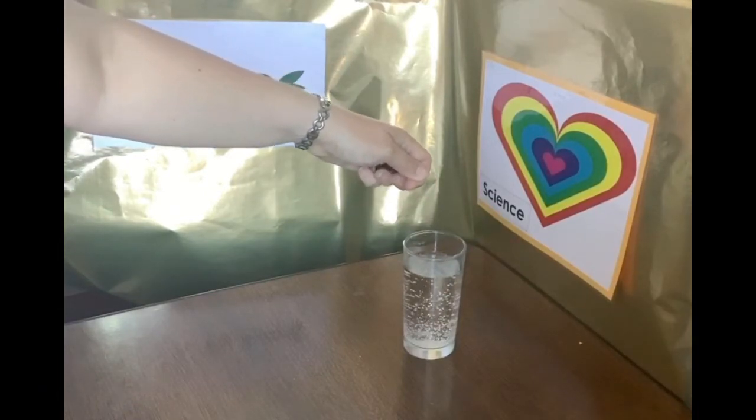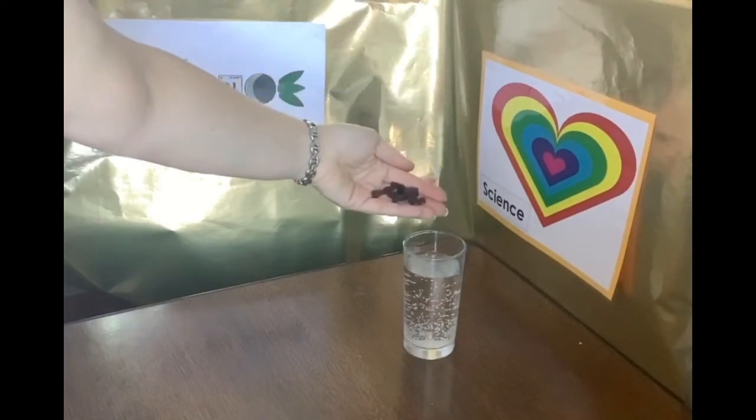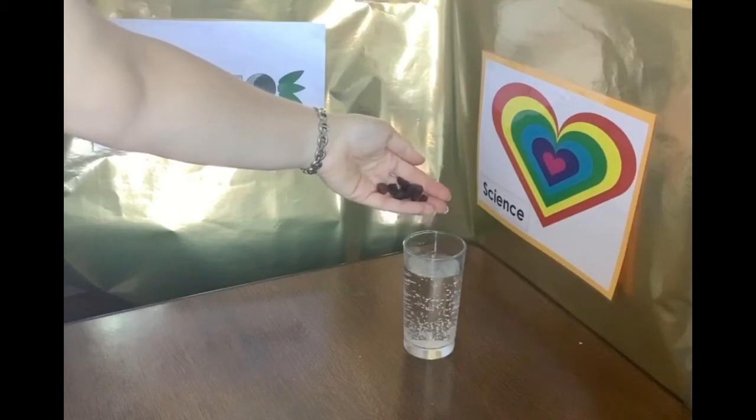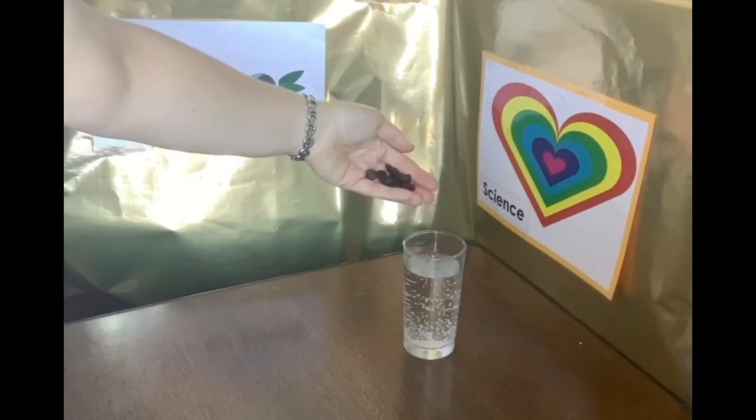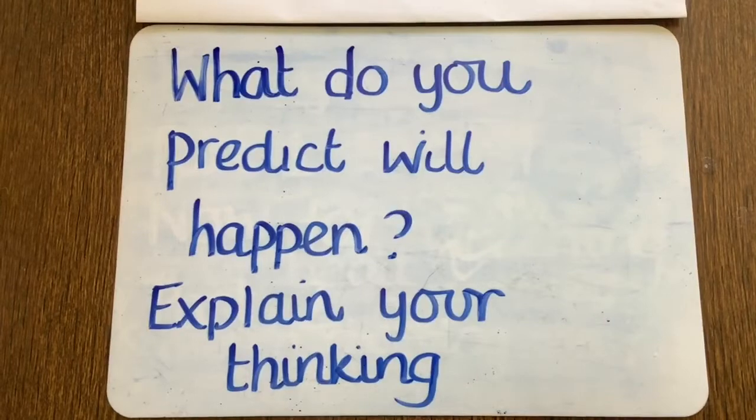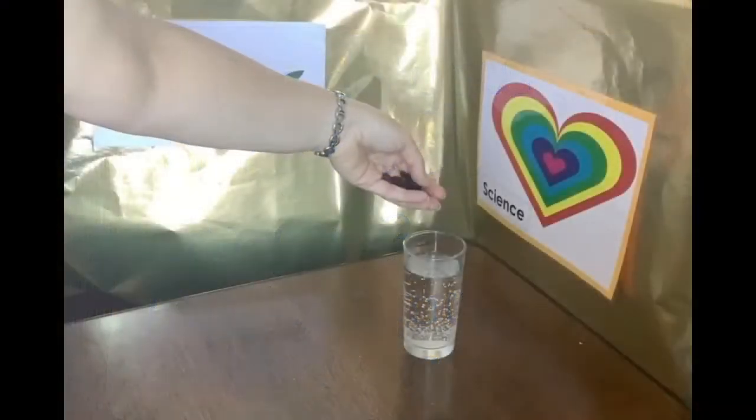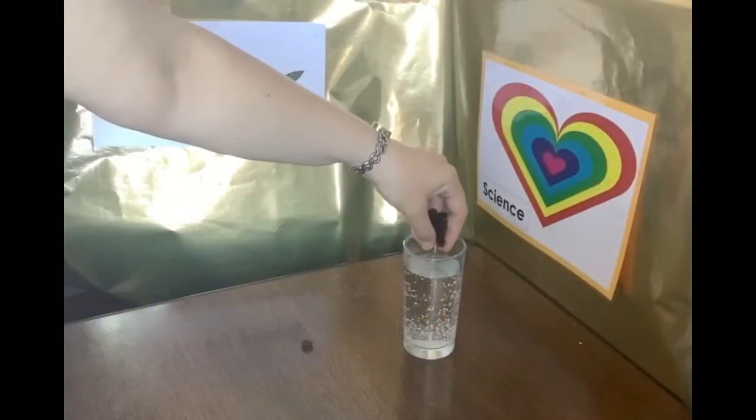Do a prediction first. Pause the video, predict what you think is going to happen when you drop the sultanas or the raisins or the other dried fruit into your lemonade. And then sit back and observe.